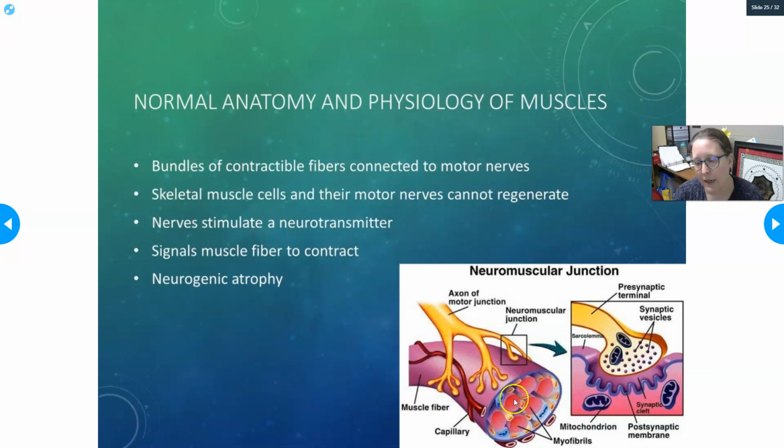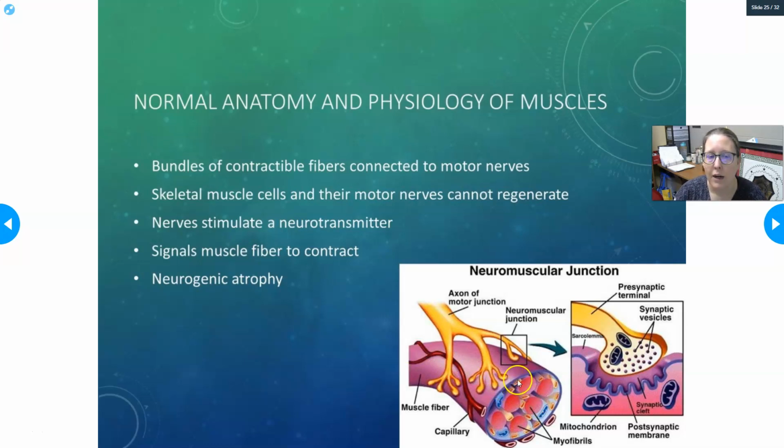The cells have multiple nuclei, they have bunches of mitochondria, and they're filled with myofibrils, which are what actually contract and relax the muscles. They have a blood supply here with capillaries, and each muscle fiber is connected to a motor neuron through the neuromuscular junction, and the signal from the motor neuron causes the contraction of that one specific muscle fiber.